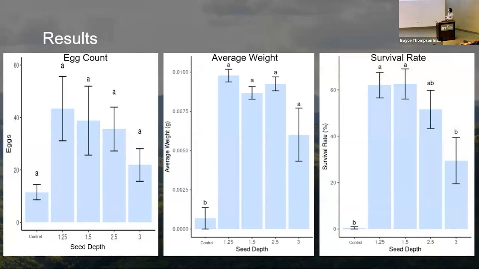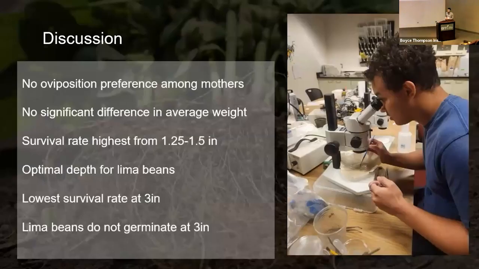But 1.25 and 1.5 were the highest, while it decreased significantly at 3 inches depth. So there's no oviposition preference, as I mentioned earlier. No significant difference in the average weight, and the survival rate was highest from 1.25 to 1.5 inches. Coincidentally, that's also the optimal depth for lima beans to germinate. The lowest survival rate, as I mentioned earlier, was at 3 inches, but we also noticed that lima beans did not germinate at all at 3 inches. None of them did, so we predict that it could have possibly been because they were denied a food source, that survivability was lower.